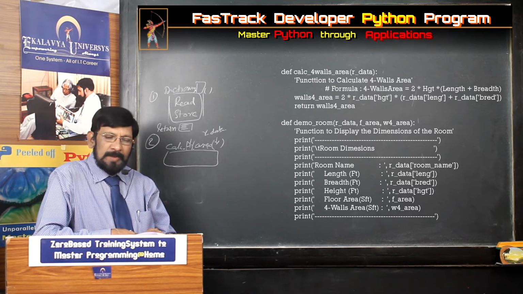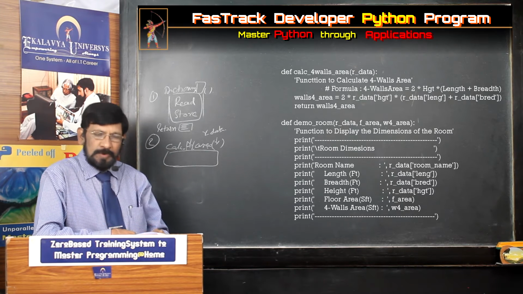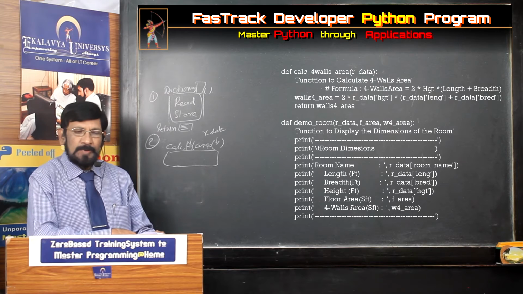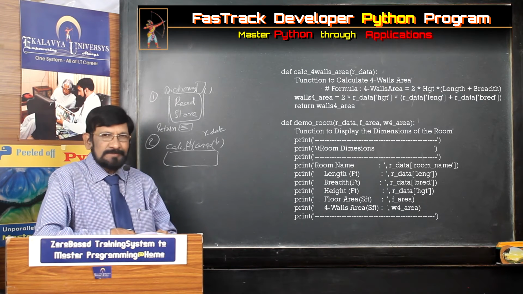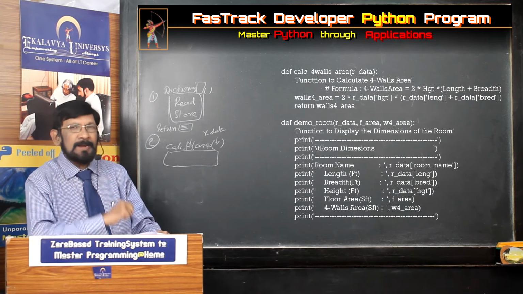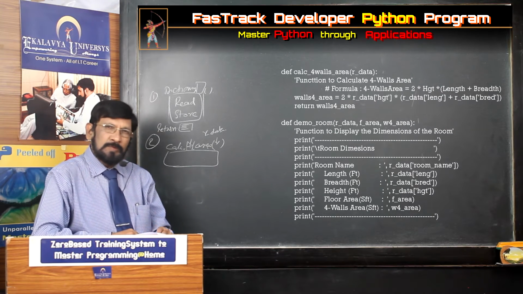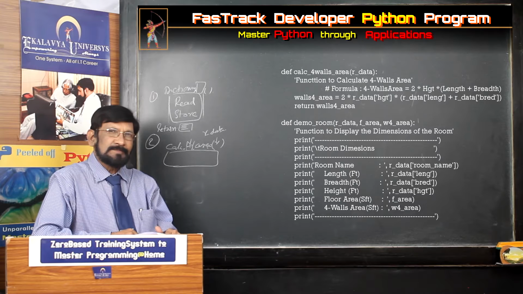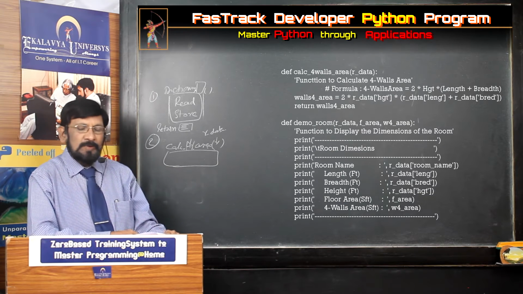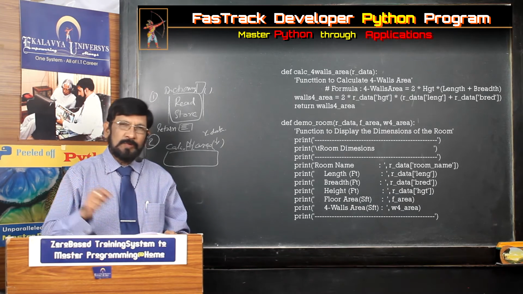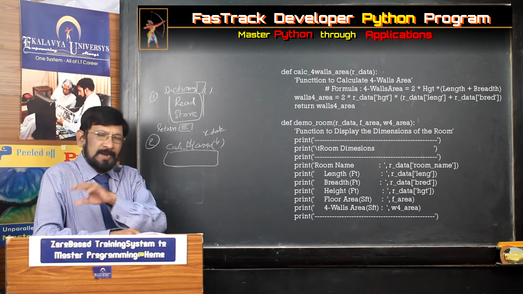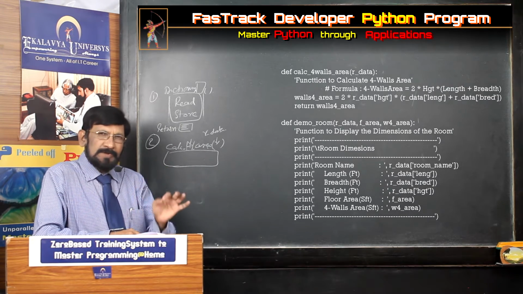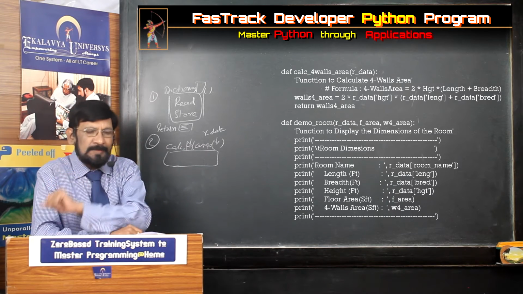Inside, we applied the formula: four walls area is equal to 2 into height into (length plus breadth) within brackets. You have to write that correctly, otherwise you get an unexpected or wrong result. Thereafter, it is returning the four walls area. Which type of function is it? It is taking something and returning something. That's why it is a function which takes an argument and returns a value.